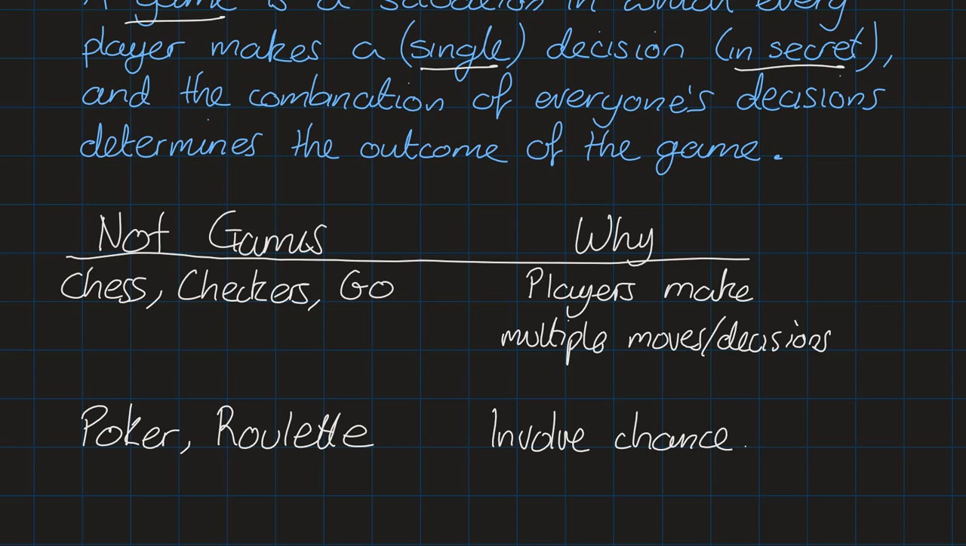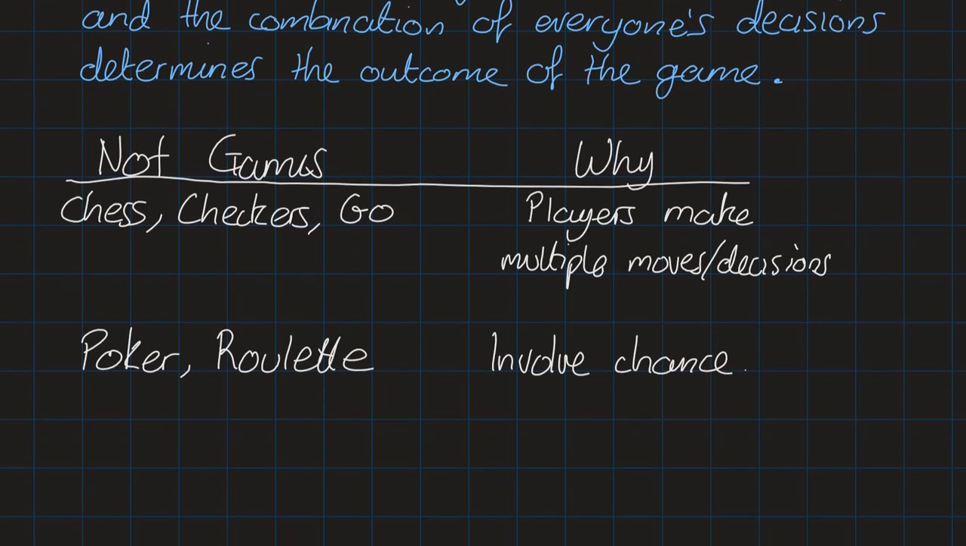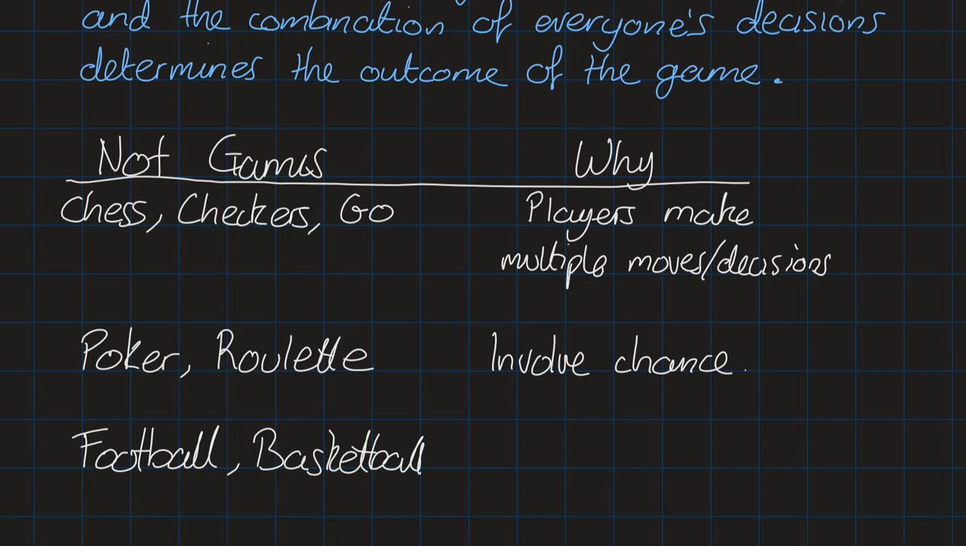Lastly, something else that's not a game is stuff like football, basketball, and pretty much anything that ends in ball is not going to be a game. And this is because they involve skill. To us, games won't involve skill. So this is just a list of what are not games.